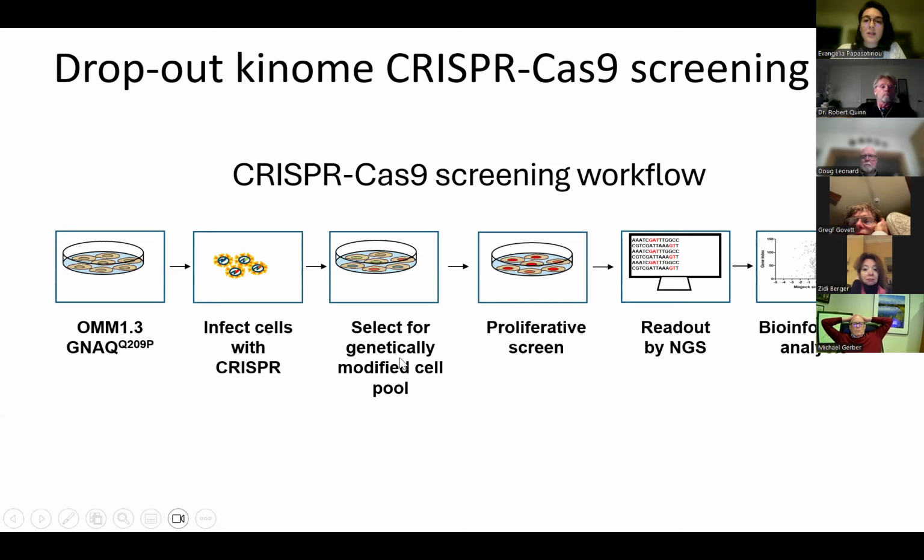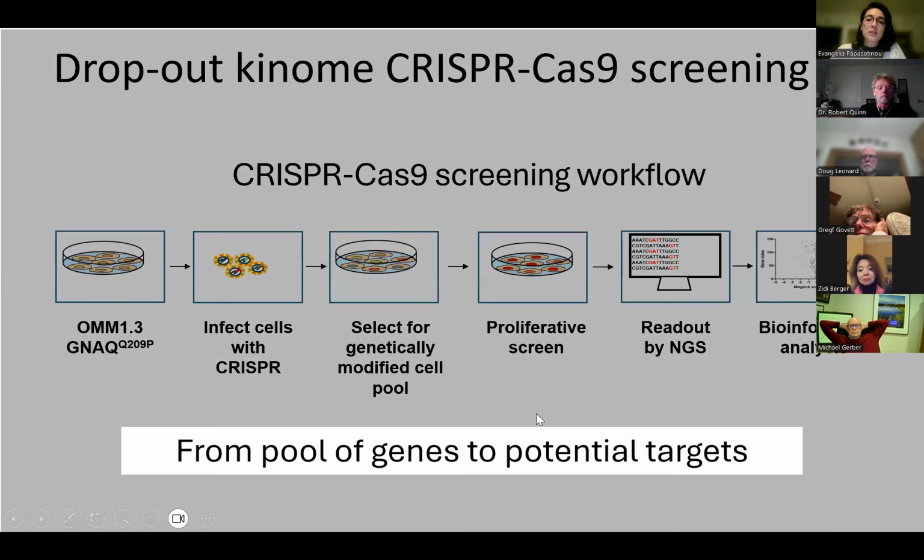This is a technical detail. Then they performed the proliferative screen. And at the end of this screen, they extracted the genomic DNA. This was subjected to next generation sequencing analysis. And then through software known as MAGeCK, they performed the bioinformatic analysis. So this workflow allows us to go from a pool of genes to potential targets that affect the proliferation, the metastatic capacity, and the survival capacity of metastatic uveal melanoma cells.